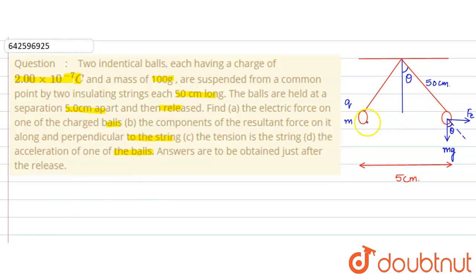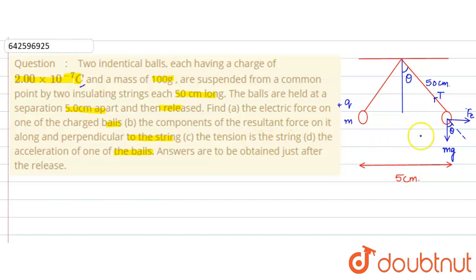So you can see here I have drawn the diagram. These are the two balls, and let us say they have mass m, each equal to 100 gram, and charge q, each equal to 2 × 10^-7 coulombs. Since they are charged with the same nature of charges, they will repel each other with an electrostatic force F, which will be acting on this ball in this direction. This ball will also have weight, which will act in this direction, and the resultant of these forces will cause tension in the string, and it will also cause the acceleration of the ball.